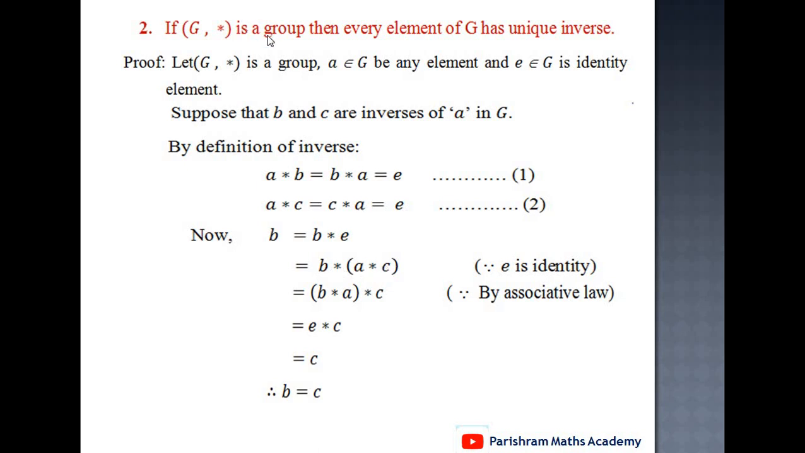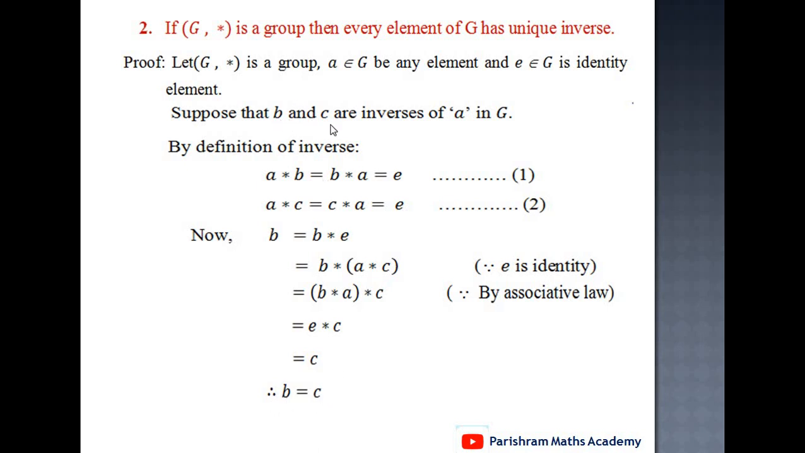G is a group, it means the associative law is satisfied, and therefore by the associative law, B star, then in bracket A star C, is the same as B star A, bracket complete, star C. But the value of B star A from equation number 1 is the identity element, and therefore equals E star C. E is the identity element, therefore E star C is the same as C, and therefore B equals C.